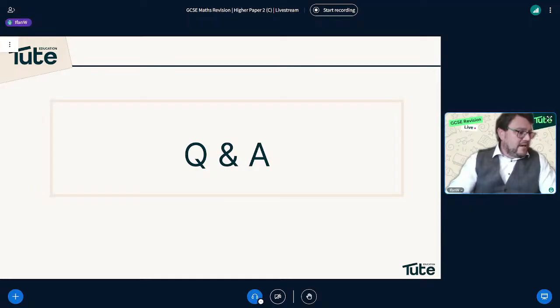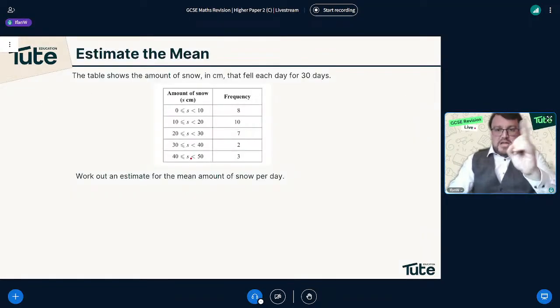Right then, estimating the mean from frequency tables. Always remember, mean. It is the meanest number of them all, people. I know. Why is it the meanest number of them all? Because it takes more work. So here's an example of estimating the mean.